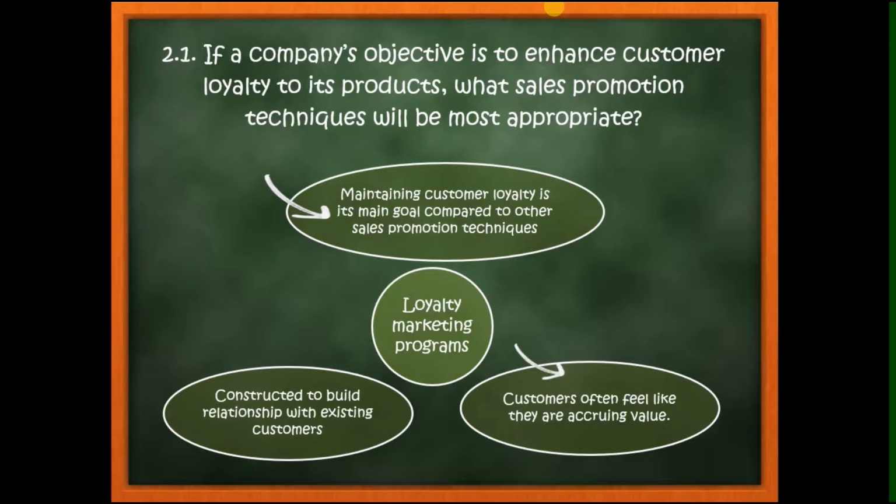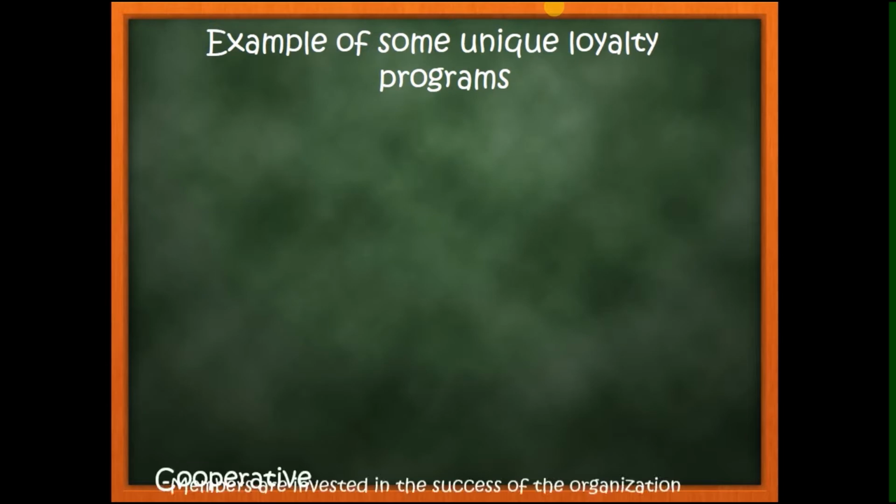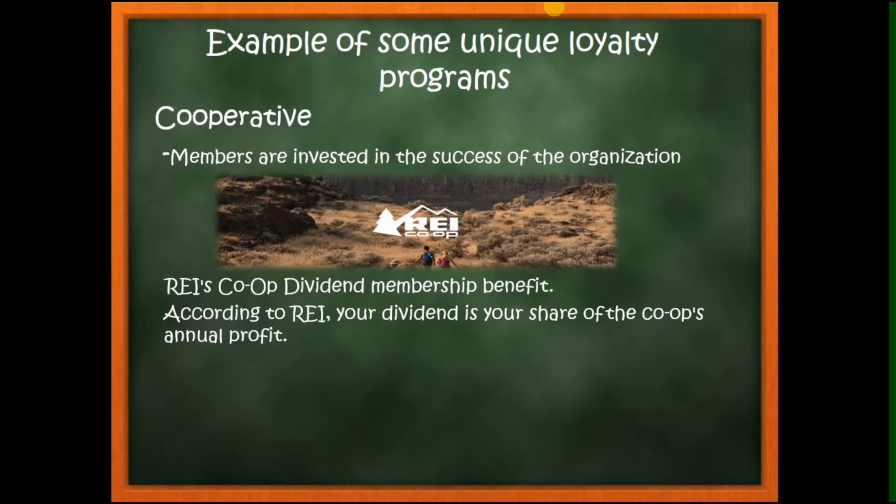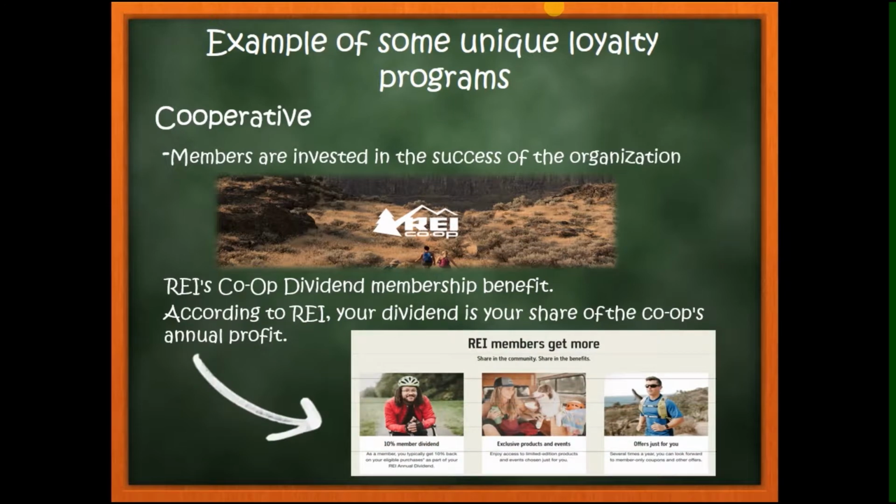Now, I'm going to show some examples of successful unique loyalty programs. One of them is through cooperative programs where members are invested in the success of the organization. A company which sells outdoor clothing, gear, and footwear from top brands, called REI, uses this technique to maintain their customers' loyalty. They did this through REI's cooperative dividend membership benefit. According to REI, the dividend is the customer's share of the corporation's annual profit. This causes the customers to support the brand beyond just buying the products, but they may also help promote it.